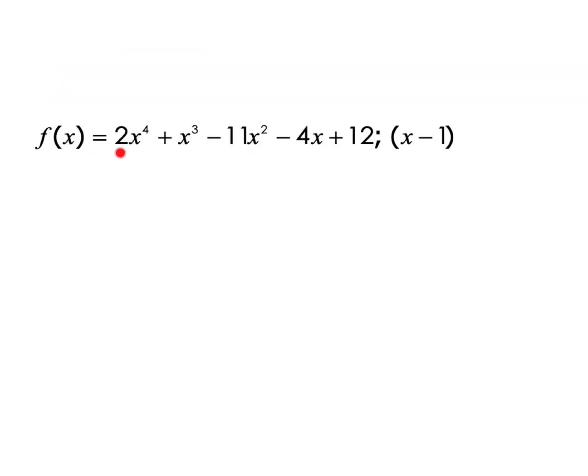Here we have f of x equals 2x to the 4th power plus x cubed minus 11x squared minus 4x plus 12. And we have x minus 1 as a factor, so we can use synthetic division. So we have 1, and then it's 2, 1, negative 11, negative 4, and 12.